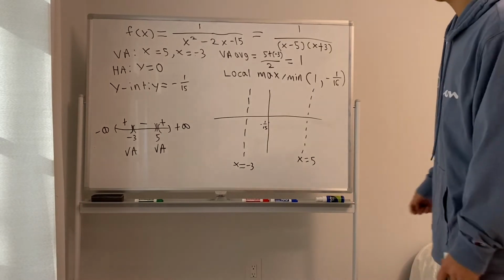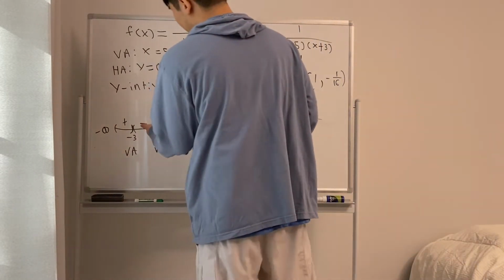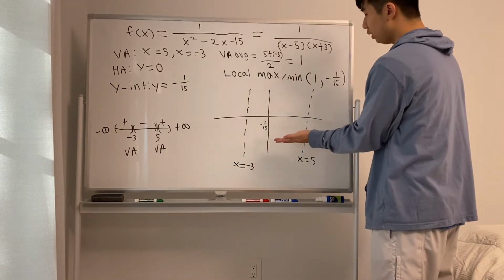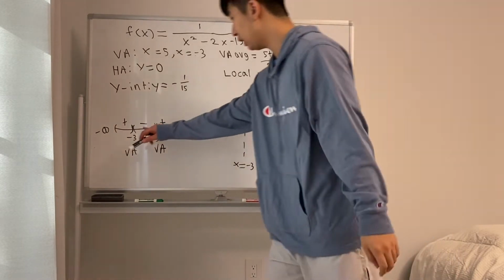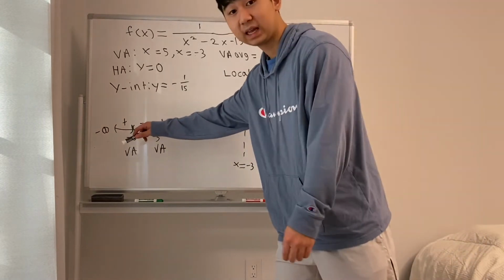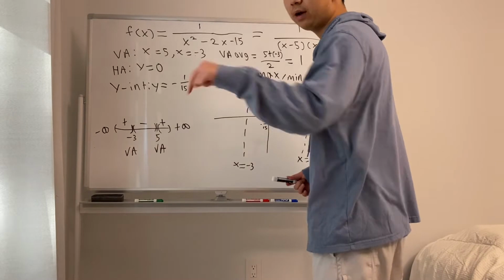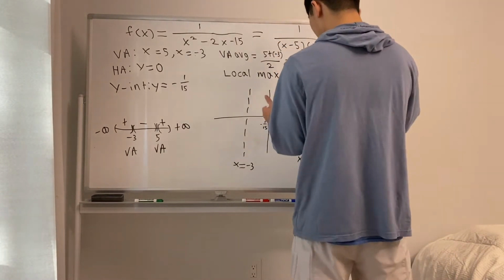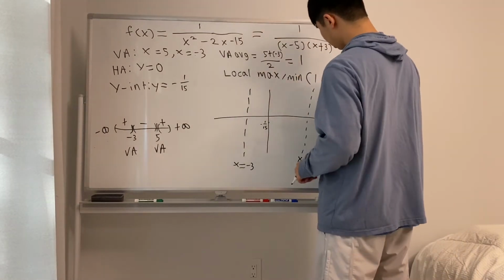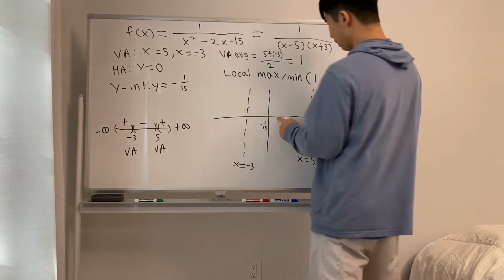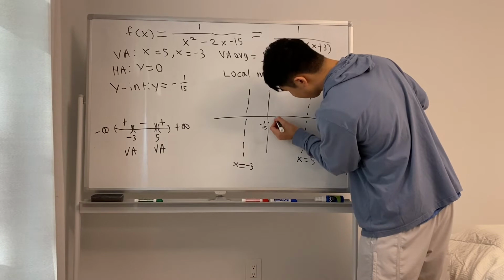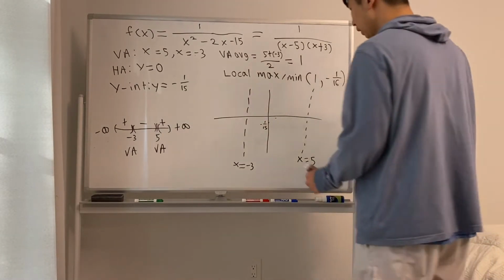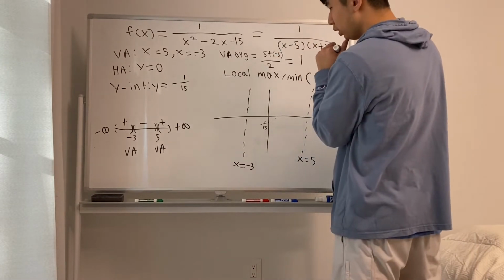And now notice here how since it's negative between negative 3 and 5, the graph is going to be below 0. So we know that this is going to be a local max or min point, and since between negative 3 and 5 it's negative, it's going to open downward, it's going to look like this. We know this is going to be a local max. So 1 is going to be about here, maybe, and negative 1 over 16 is going to be a little higher than negative 1 over 15. So maybe this is where our local max point is. And then it's going to be a quadratic, so it's going to open downward. So we can draw this.